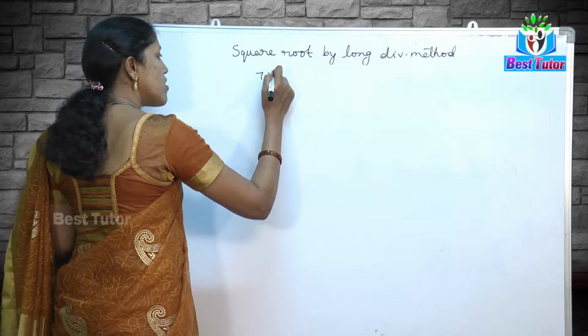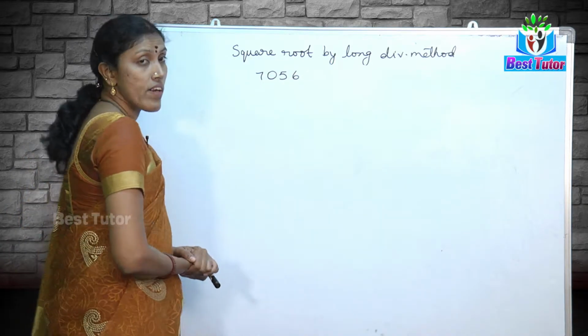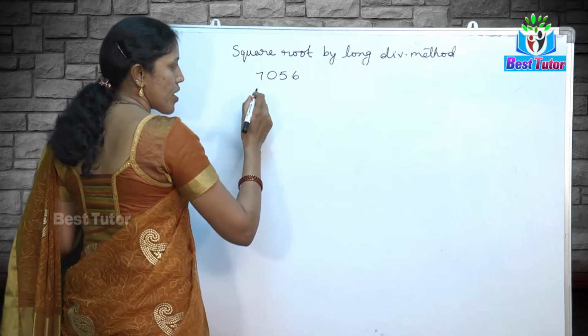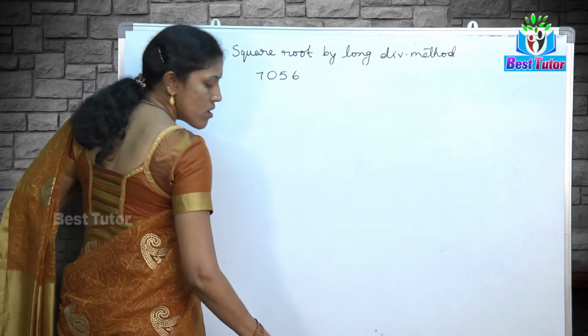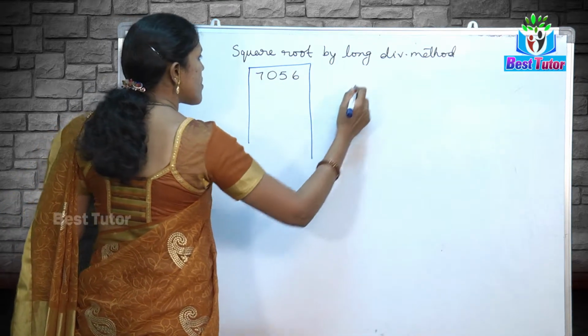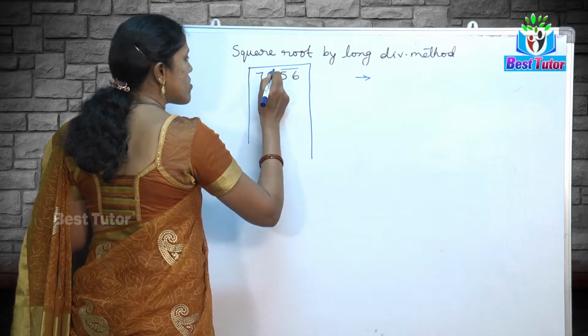Let us choose 7056. We do not know whether it is a perfect square or not. Let us check it out. Let us find out the square root of this by long division method. If we observe the steps, first step is pairing of the numbers. That too we need to pair from right to left.